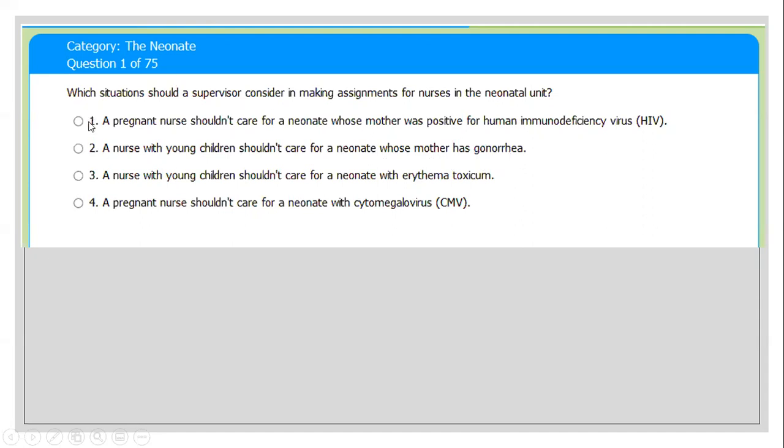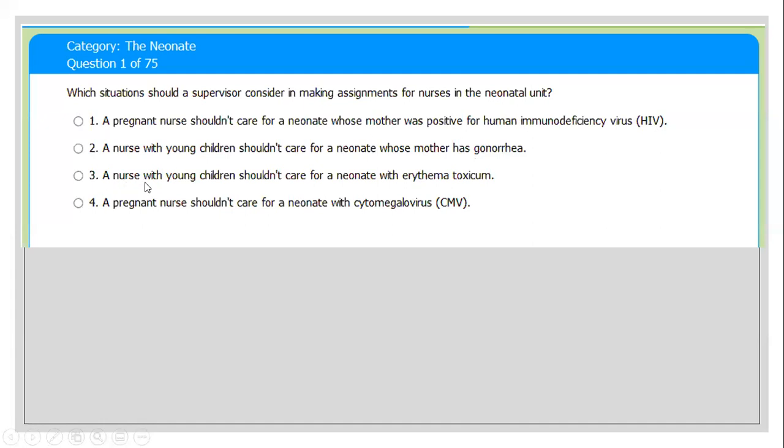So number one and two are sexually transmitted infections. Definitely we need blood contact or body secretion, right? So if a pregnant nurse gives care for HIV or a mother who has gonorrhea, is there any chance to spread to the mother? Maybe not.